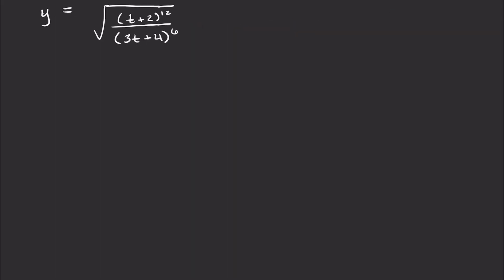The next function, we have y equals the square root of t plus 2 to the 12th divided by 3t plus 4 raised to the 6th. So we will take the natural log of both sides. So this is going to be t plus 2 to the 12th over 3t plus 4 to the 6th, all raised to the 1/2.